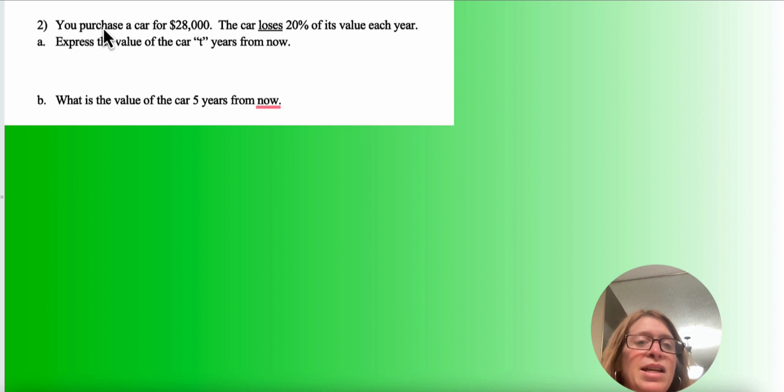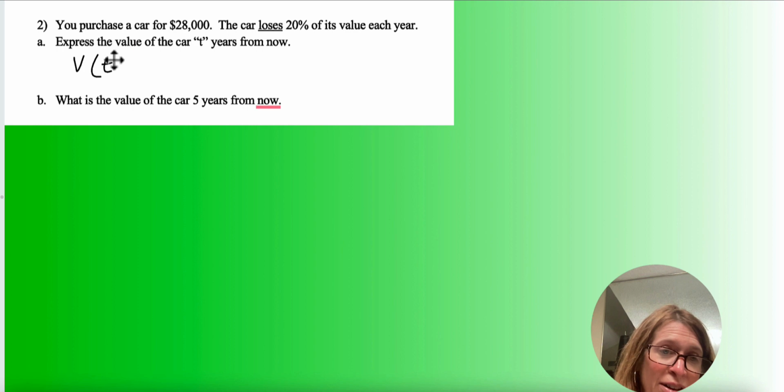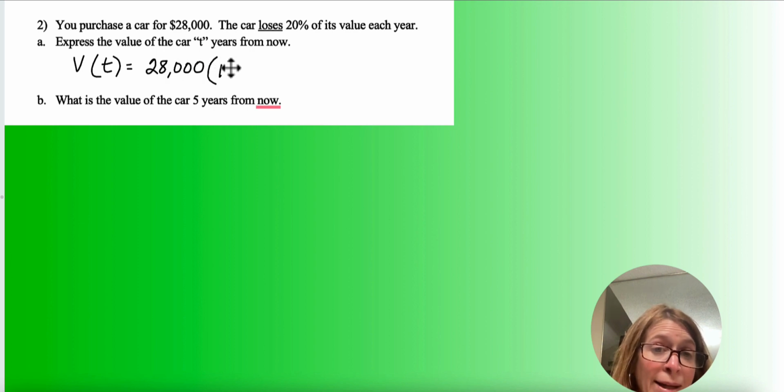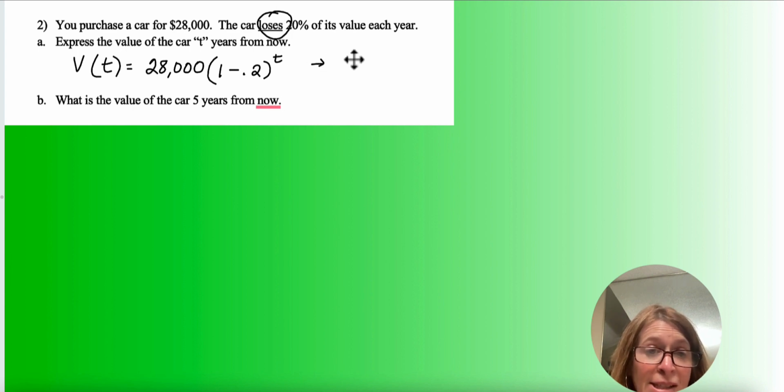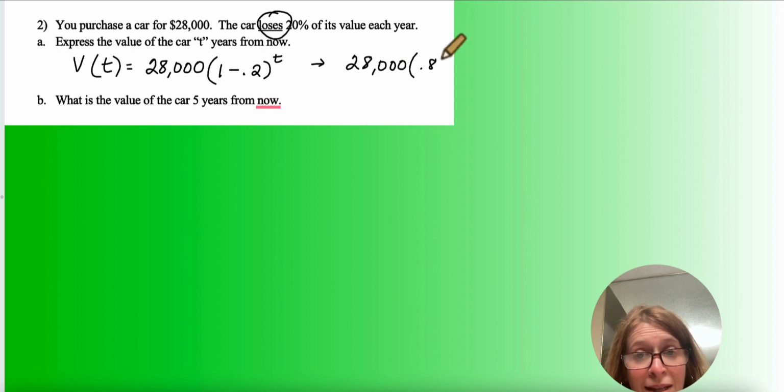Okay, I'm going to look at example 2. Example 2, you can see you purchase a car for $28,000. The car loses 20% of its value. Again, here's that percentage. So that's that main model, the primary model. So the value in t years would be equal to my initial amount, $28,000, times 1 minus 0.2 because it loses value, to the t. I'd simplify that to 28,000 times 0.8 to the t.